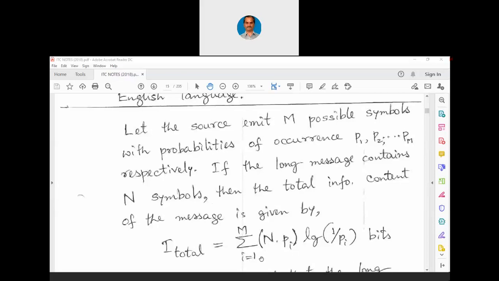So this is how we define the total amount of information: summation of i equals 1 to m, n into p i into log of 1 over p i, and the unit is bits. Why is the unit bits? Because we are using log to the base 2 only here. So naturally it will be bits only.